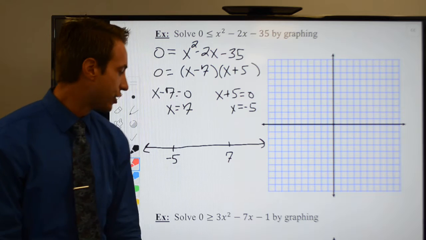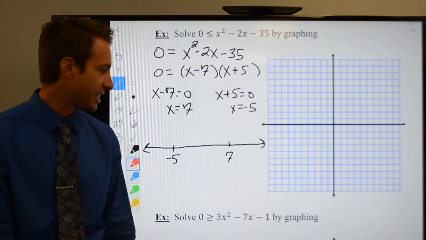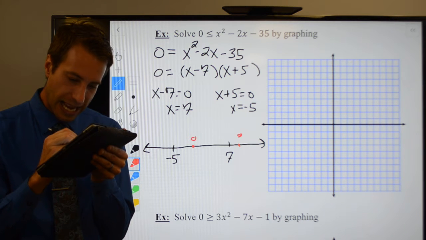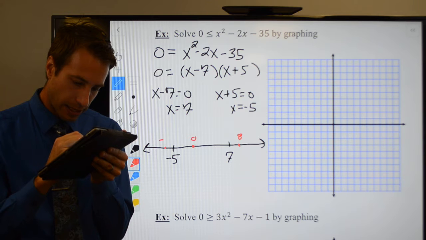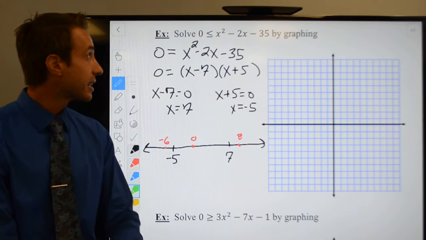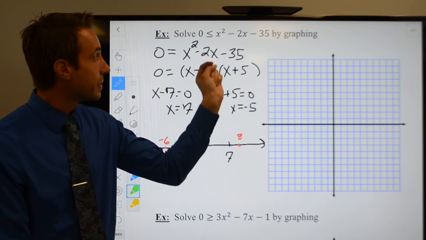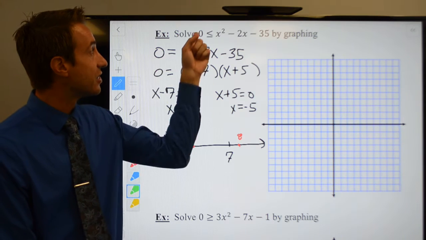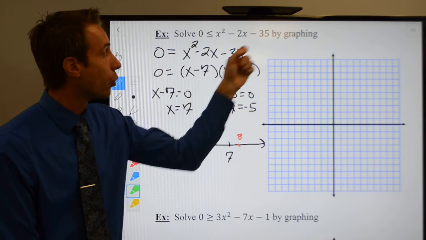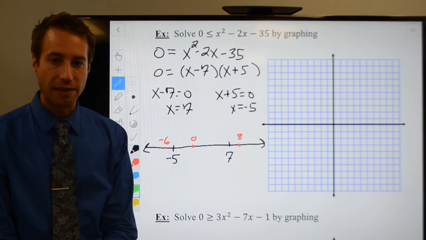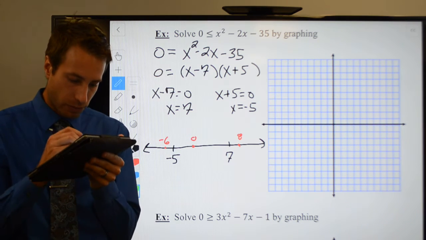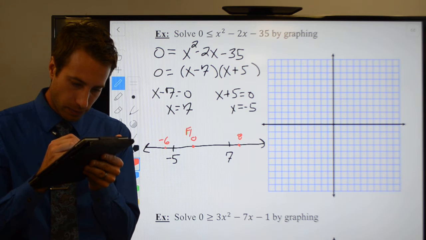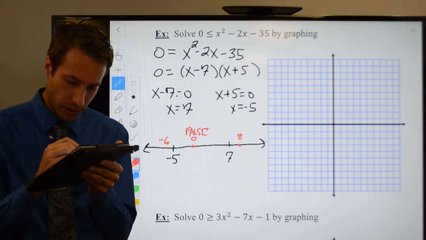And now all I need to do is choose some test points, stuff that's easy, like maybe 0, 8, minus 6, and start plugging that stuff in. If I do 0, that would be 0, that would be 0, and I wind up with negative 35. So I have 0 is less than or equal to a negative 35. Well, that's not true. That's false.